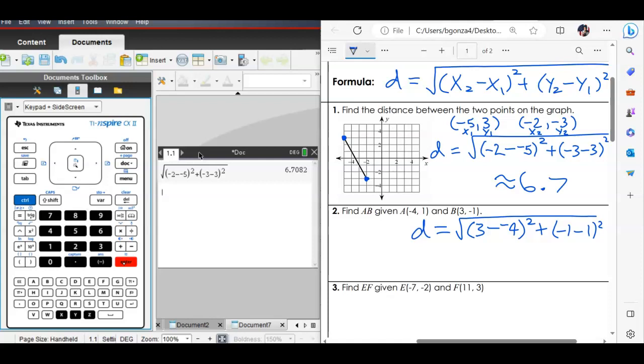Could you plug that into the calculator and get your answer? Let's do it. Square root, parentheses 3 minus negative 4, parentheses squared, plus negative 1 minus 1, parentheses squared. I get 7.28, the 8 makes the 2 round up, right? 7.2, the 8 is 5 or greater, so it's going to make it round up. So I'm going to put it's about 7.3 because it rounds.